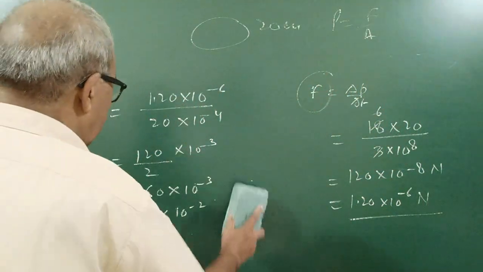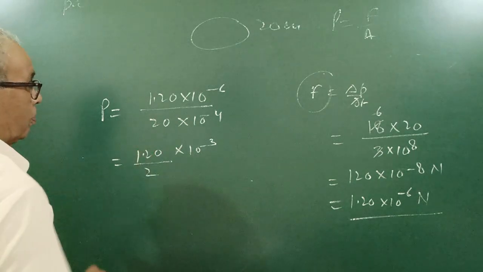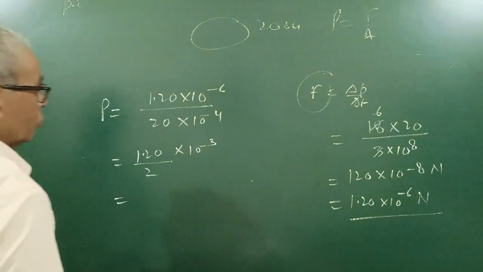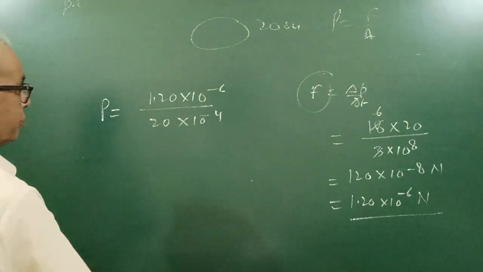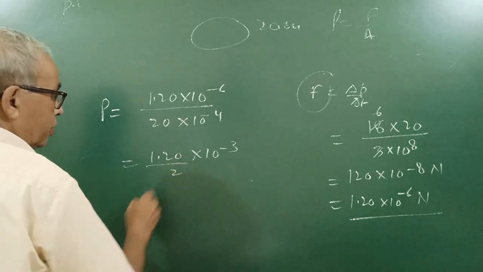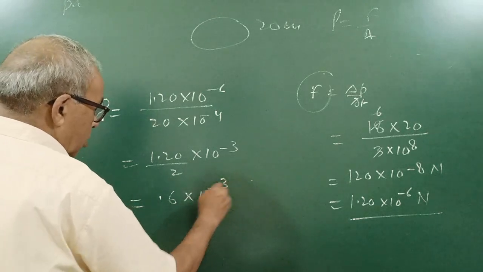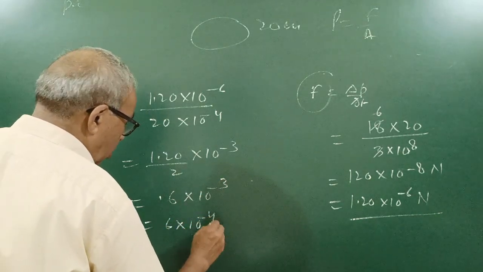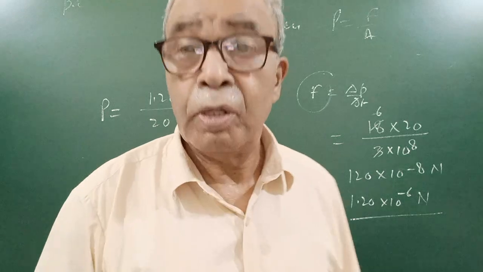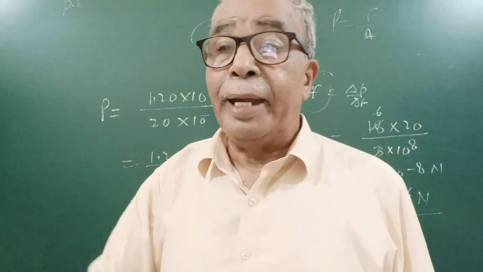20 centimeter square था ना और 1.20. Oh, I left this 1.20. भाई तो it will be how much? 1 मिनट. 1.20 into 10 to the power minus 3 upon 2. Yes. यानी कि 6 into 10 to the power minus 4 Newton per meter square. So you can calculate radiation pressure this way. It has become longer. Now I will be telling one more question here to find the magnetic field of radiation.